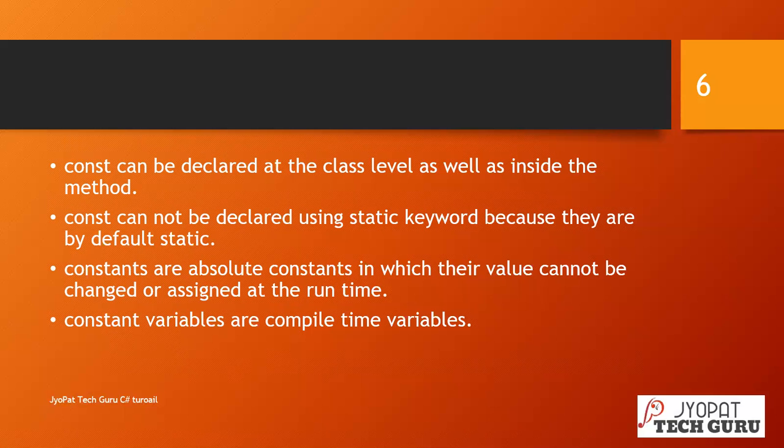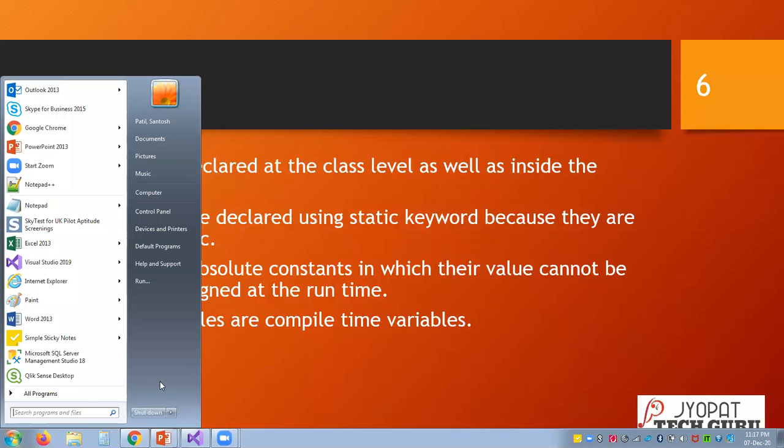Constants are absolute constants in which their value cannot be changed or assigned at runtime. So during the execution time, you cannot change the value of the constant. Constant variables are compile time variables. So let us see with an example.